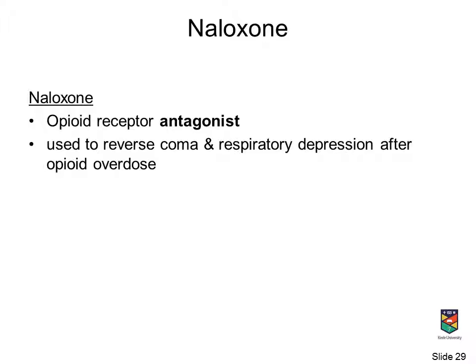So the last drug I want to talk about is naloxone. Naloxone is not an analgesic, it's an opiate receptor antagonist, so it blocks the effect of opiates. And that makes it useful to treat patients who have overdosed on opioids, to treat the coma, or to treat respiratory depression.